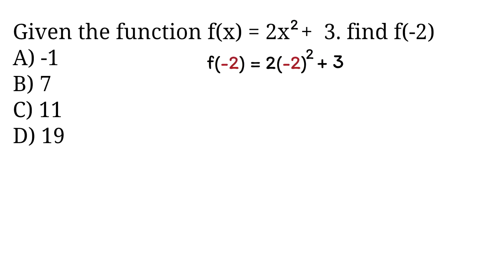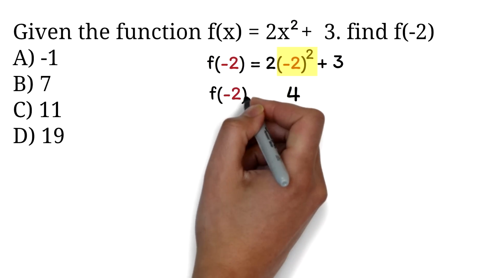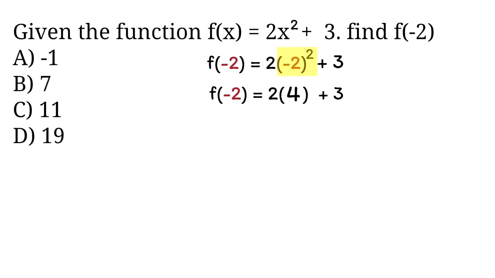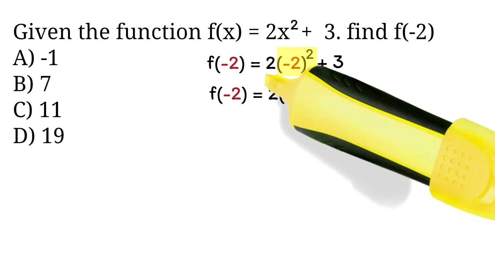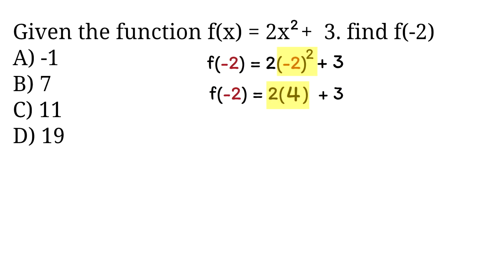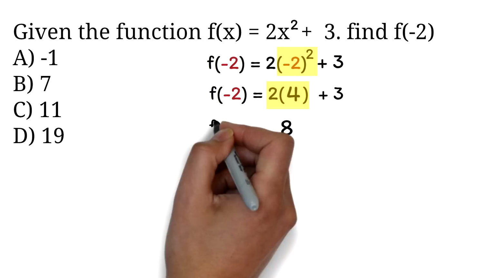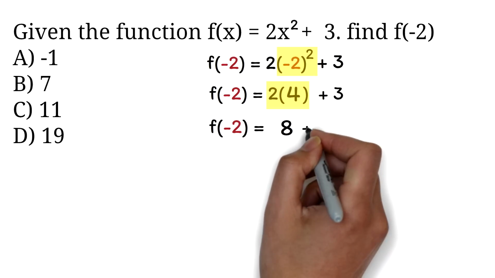From the order of operations, we will have to do the negative 2 squared first. Negative 2 squared is 4. So we have f of negative 2 equals 2 times 4 plus 3. Next, from the order of operations, we will do the multiplication by 2. 2 times 4 is 8. So we have f of negative 2 equals 8 plus 3.